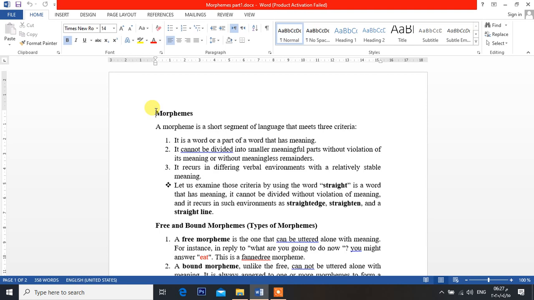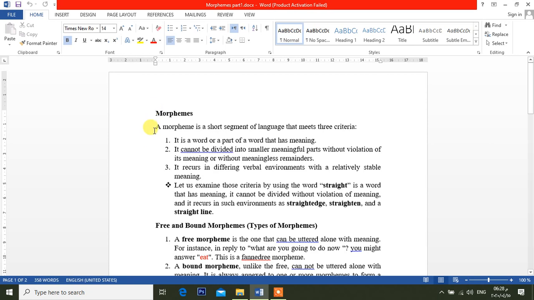Today we will talk about morphemes in general and the types of morphemes. This is a very important subject, and if you understand the morpheme, you will understand the chapters that come after this one. Let's start with morphemes.